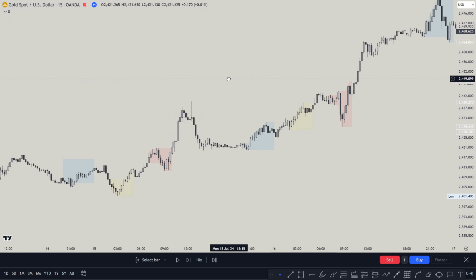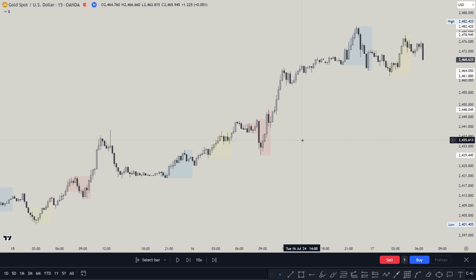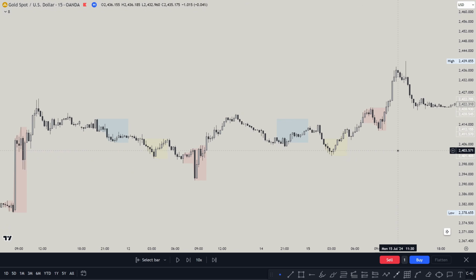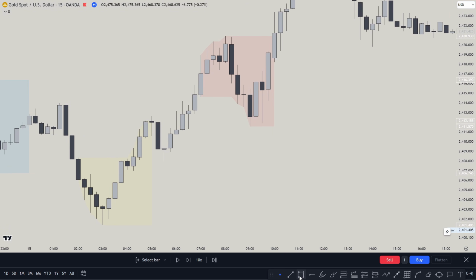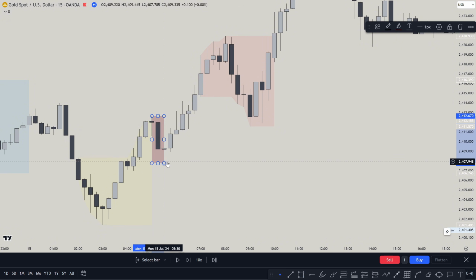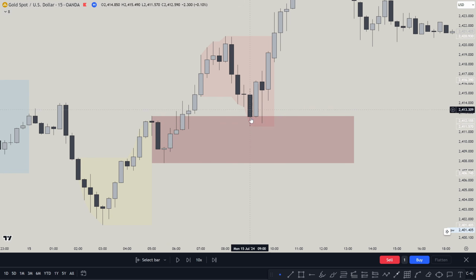So an example of that would be, let's look at any CISD that happens after price mitigating another PD array or price sweeping liquidity. For example, there's one here. What happened is price went up, pulled back, went up. We got this breaker block here. Price was respecting that breaker block, and then we get the CISD.